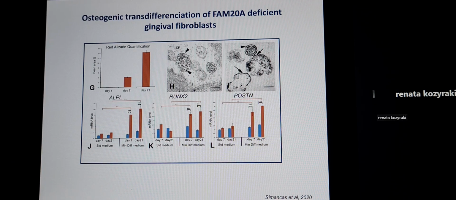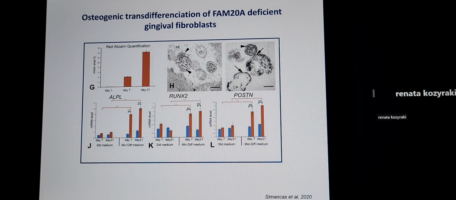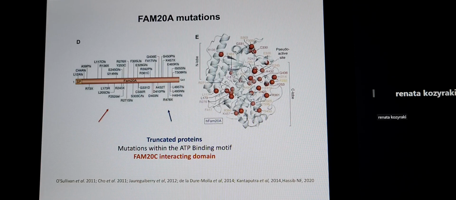What was even more interesting was what Ariane found using electron microscopy, the presence of these extracellular vesicles, most likely associated with the initiation of this ectopic mineralization defect. Ariane already told you that you have 70 mutations known up to date. These mutations are truncated proteins or mutations within the ATP binding motif, which is a motif associated with this pseudokinase activity, and mutations associated with the FAM20C interactive domain. Our guess was that a mutation within this interacting domain would be deleterious for FAM20A and FAM20C function, and we thought that maybe this mutation was able to lead to a more severe phenotype.